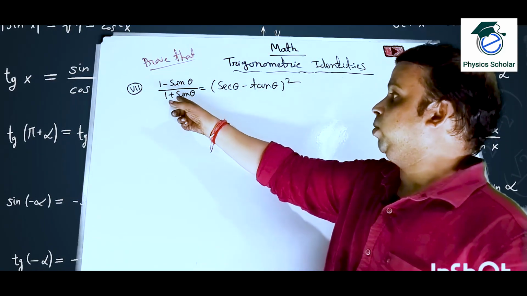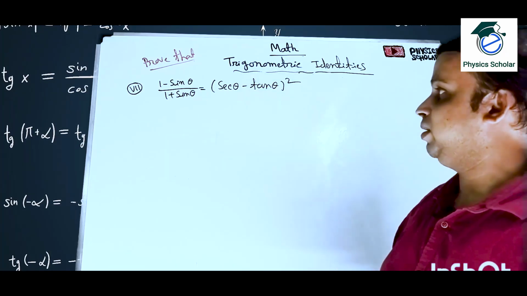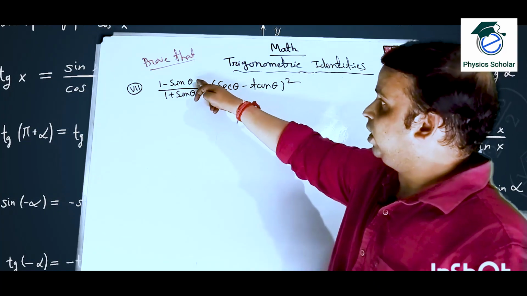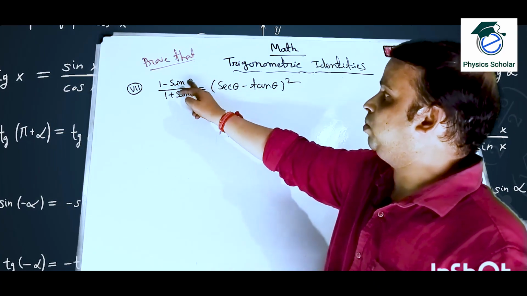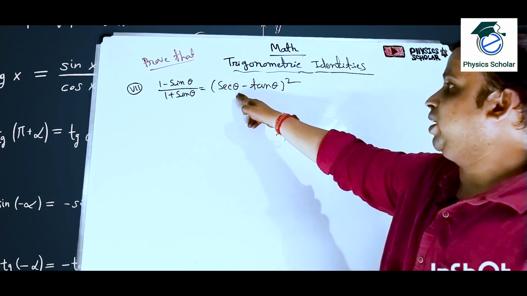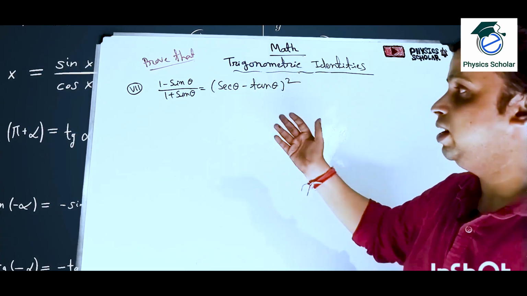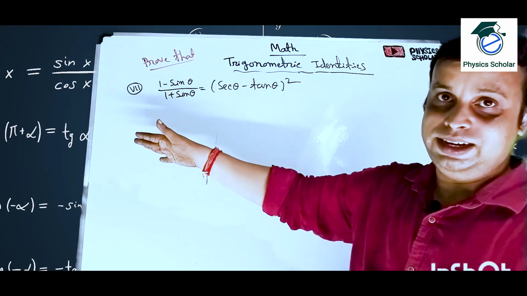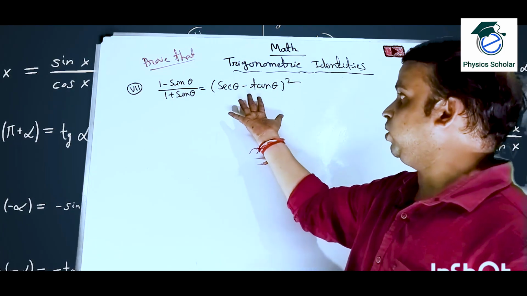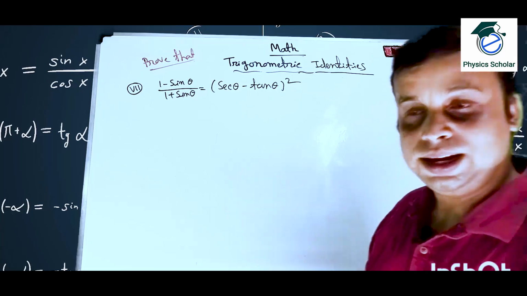1 minus sin theta by 1 plus sin theta is equal to sec theta minus tan theta whole square. See, here we cannot write sin by cos or something. It is 1 minus sin theta, 1 plus sin theta. But here we can write sec theta as 1 by cos and tan theta means sin by cos. Clear? So it's better to move from the right hand side. So we can prove the right hand side is equal to the left hand side.